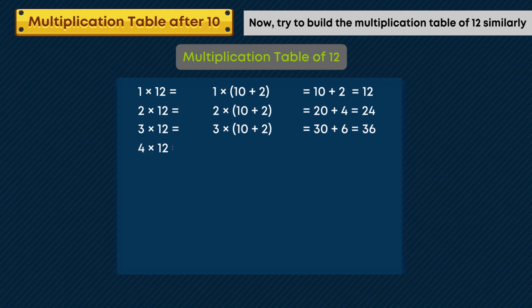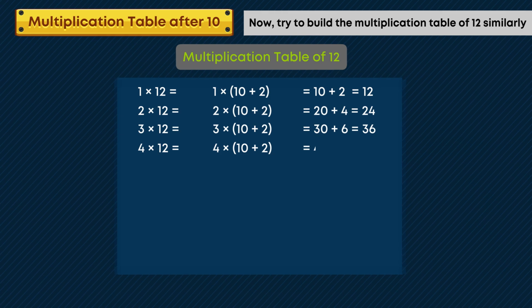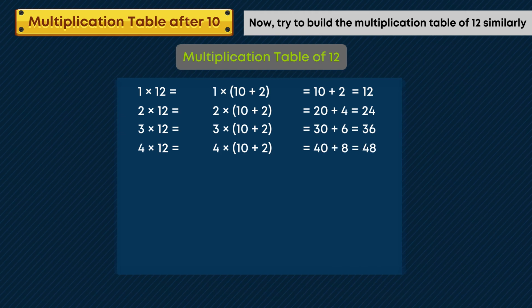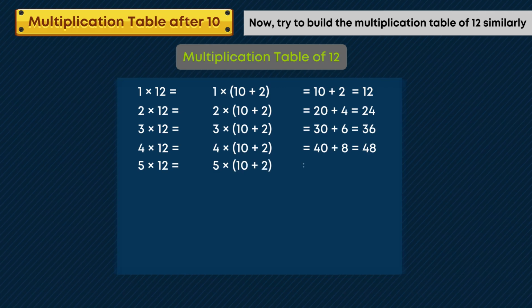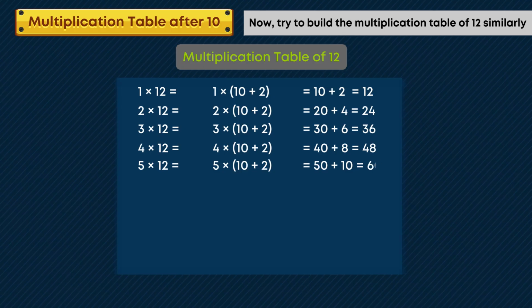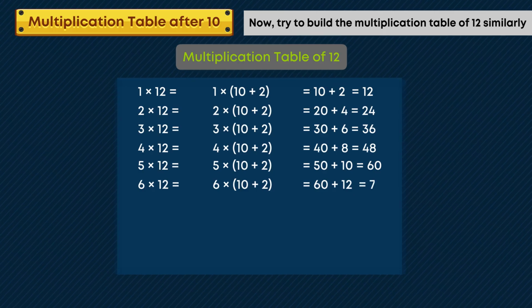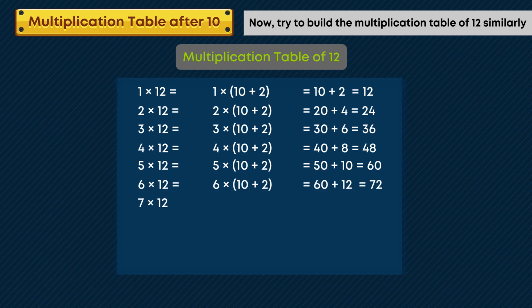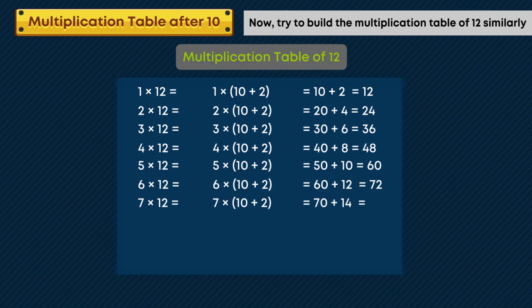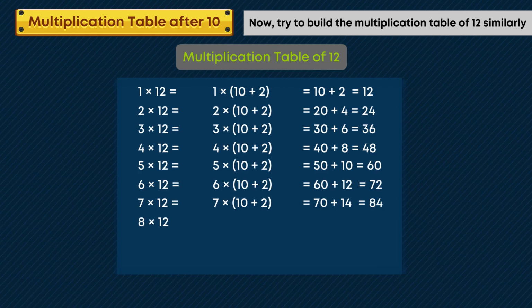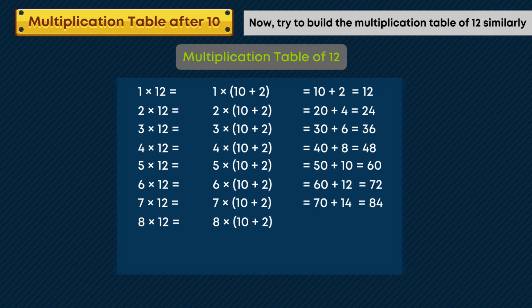4 into 12 is equal to 4 into 10 plus 2 is equal to 40 plus 8 is equal to 48. 5 into 12 is equal to 5 into 10 plus 2 is equal to 50 plus 10 is equal to 60. 6 into 12 is equal to 6 into 10 plus 2 is equal to 60 plus 12 is equal to 72. 7 into 12 is equal to 7 into 10 plus 2 is equal to 70 plus 14 is equal to 84. 8 into 12 is equal to 8 into 10 plus 2 is equal to 80 plus 16 is equal to 96.